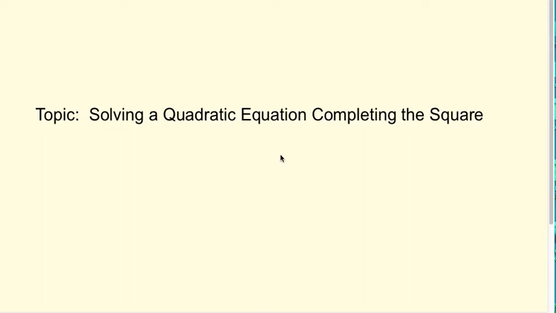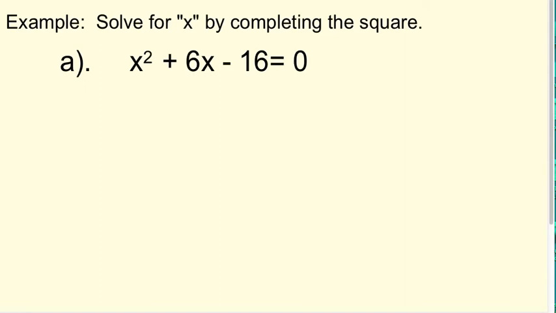Introduces solving a quadratic equation by completing the square. Why you want to complete the square sometimes is if an equation is not factorable, or you want to convert it to vertex form so that you can go out and find that critical point and graph it. So here's an equation, x squared plus 6x minus 16 equals 0. And sometimes these equations aren't factorable.